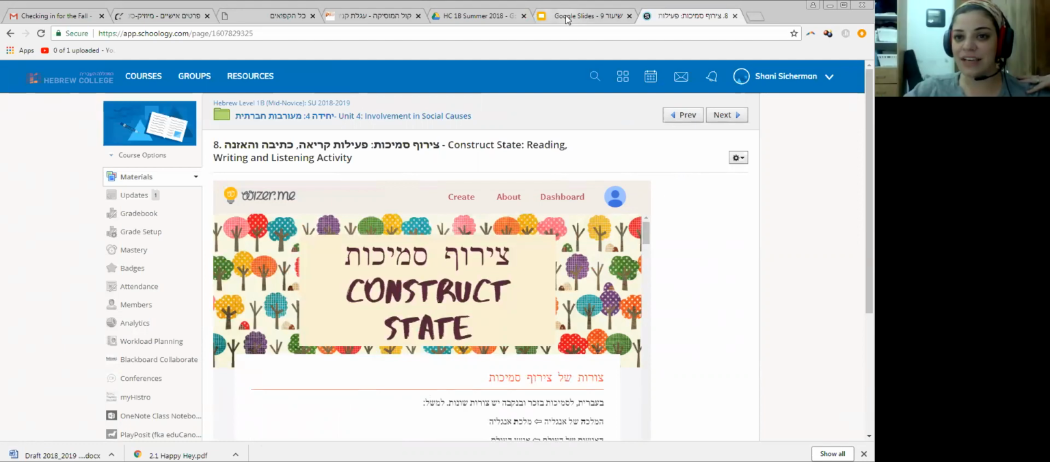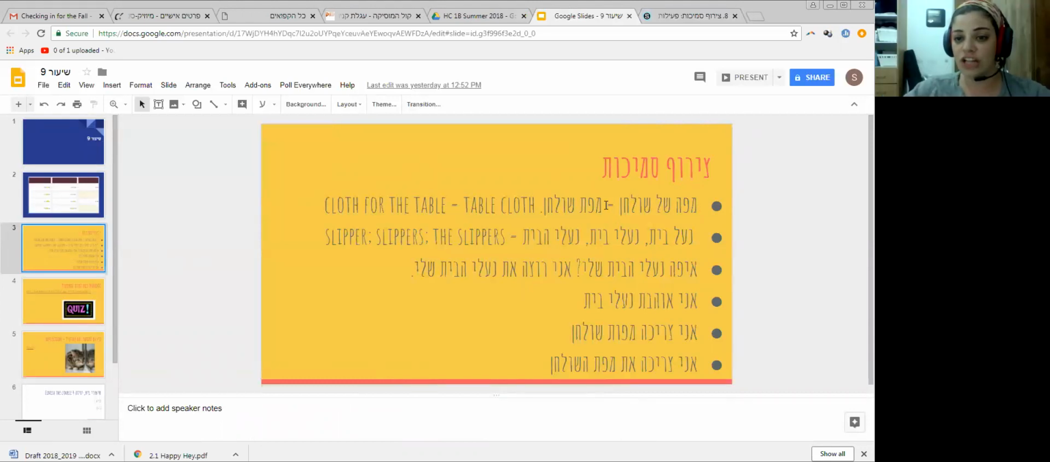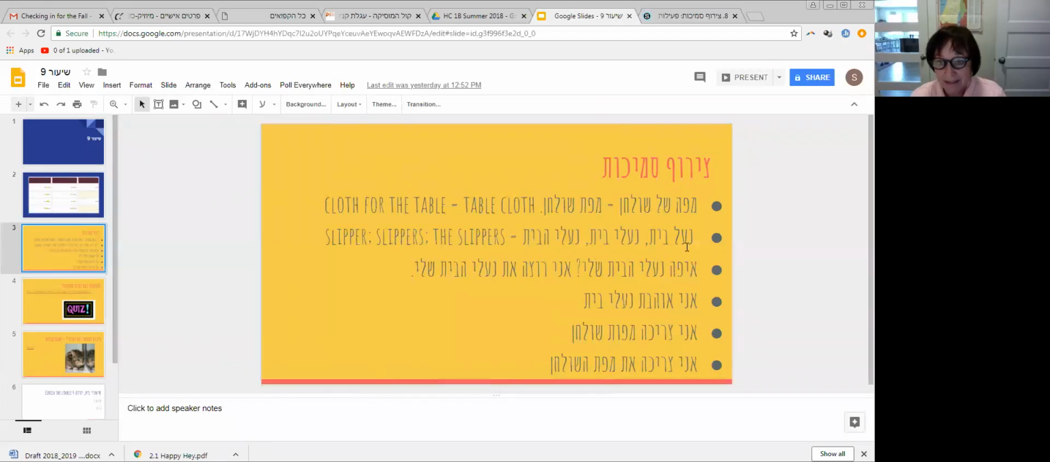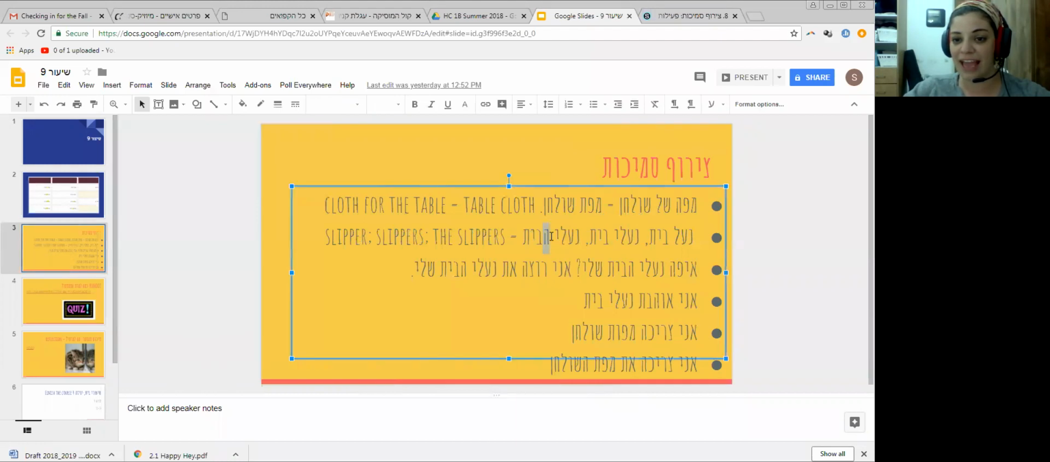And again, the main idea from this is really just to understand and recognize. Here are a few more examples. Mapat shel shulchan becomes mapat shulchan. Cloth for the table equals tablecloth. Same way, even in English, technically tablecloth is a combination of the words cloth of the table, but we just call it tablecloth. We know what it is. Yeah, that's a good example. Right. Na'al bayit becomes na'alei bayit, na'alei habayit. Slippers, the slippers. So you were asking about the hey. The hey is when you want it to be "the." So the difference between na'alei bayit and na'alei habayit is either just plain slippers or these slippers.